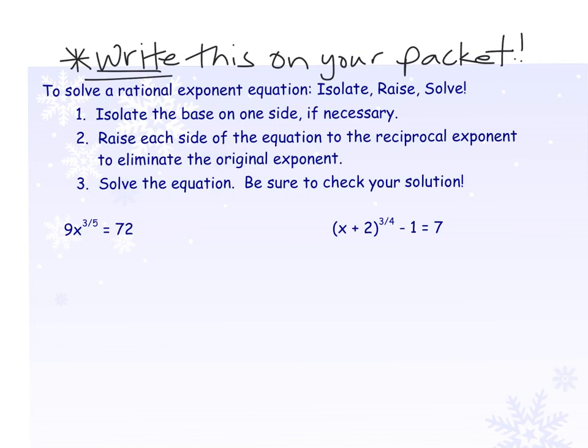To solve with a rational exponent instead of a radical, we're still going to isolate, raise, and solve. We're going to do those same steps. This time you want to get your base by itself on one side. Remember, the base is the part or the term that has the variable. Sometimes you have to add and subtract to move things over, and sometimes you might have to divide to move something over.